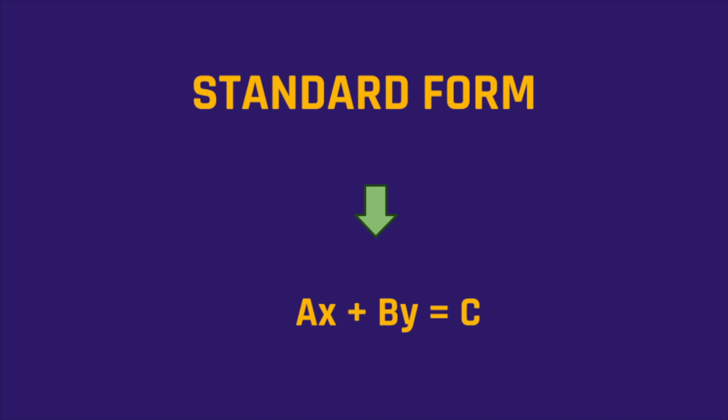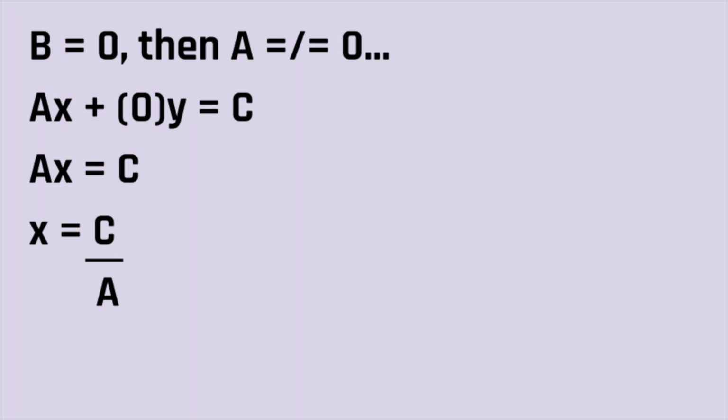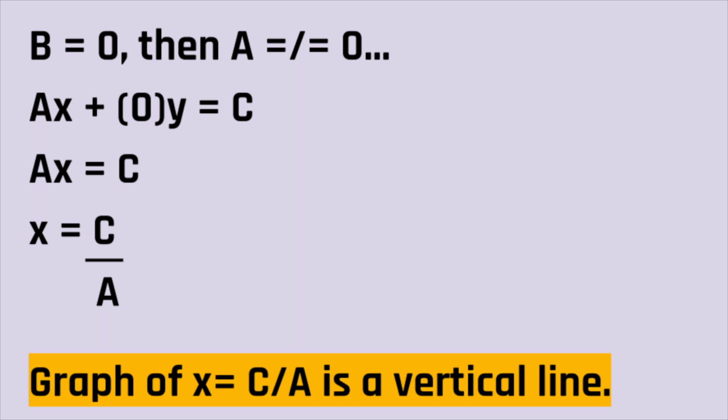Last but not least, we have the standard form, ax plus by is equal to c, which is equivalent to either the equation of a vertical line when b is equal to 0, or the slope-intercept form of a non-vertical line when b is not equal to 0. For the first case, if b is equal to 0, then a is not equal to 0. Plug in b and we get ax is equal to c. When simplified, we get x is equal to c over a constant. The graph of x is equal to c over a is a vertical line.